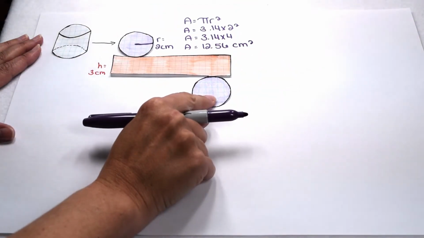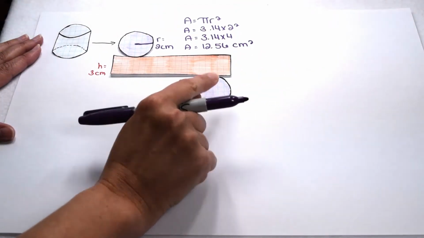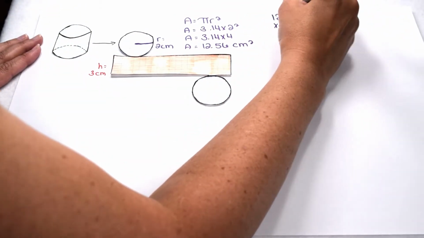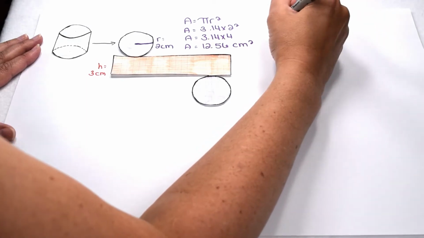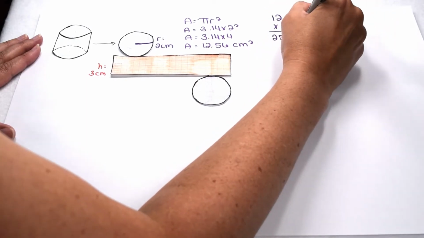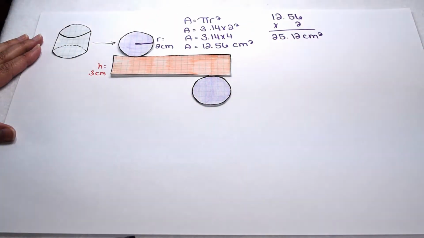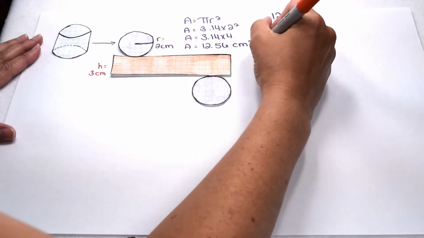The other circular base is congruent to it, so it's going to have the same area. Rather than multiply that all out again, we're simply going to take 12.56 and multiply it by 2 to get 25.12 square centimeters for the total area of both of our circular bases. Now we can concentrate on our rectangular lateral face.